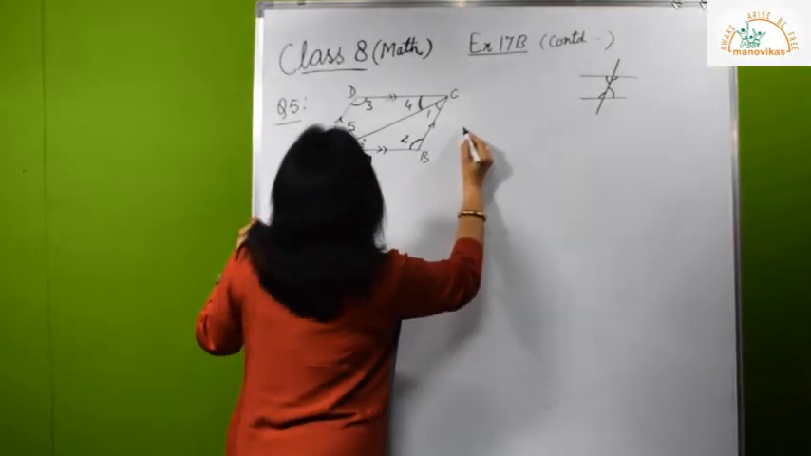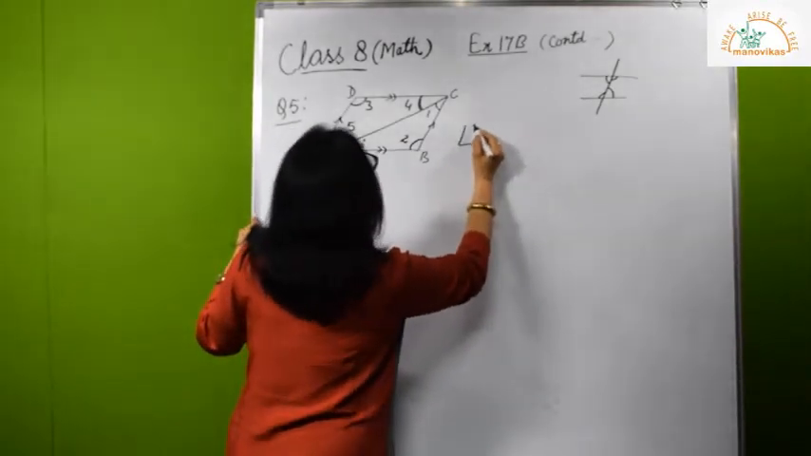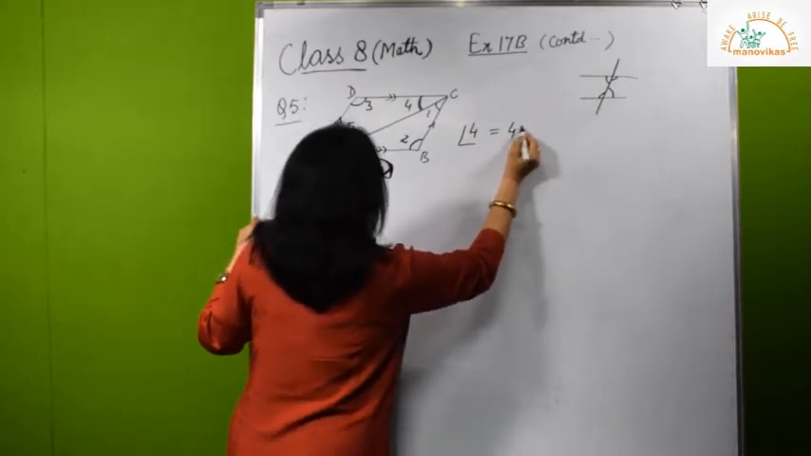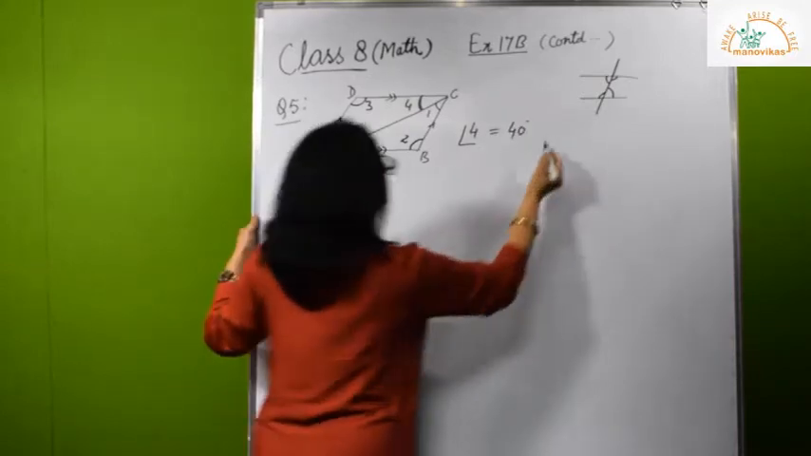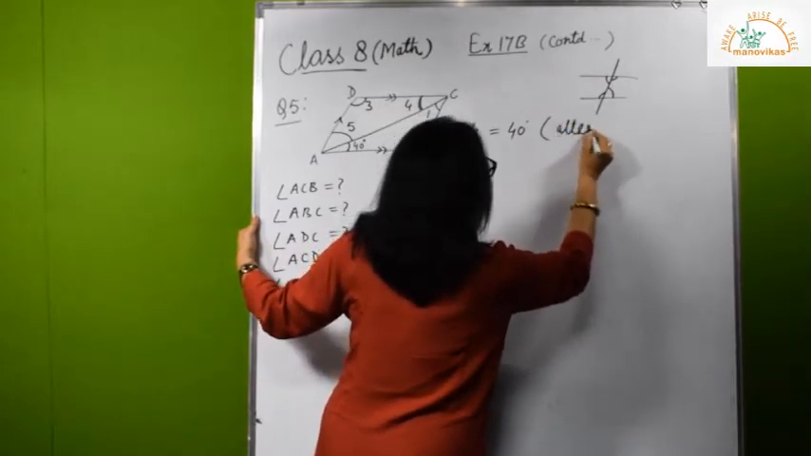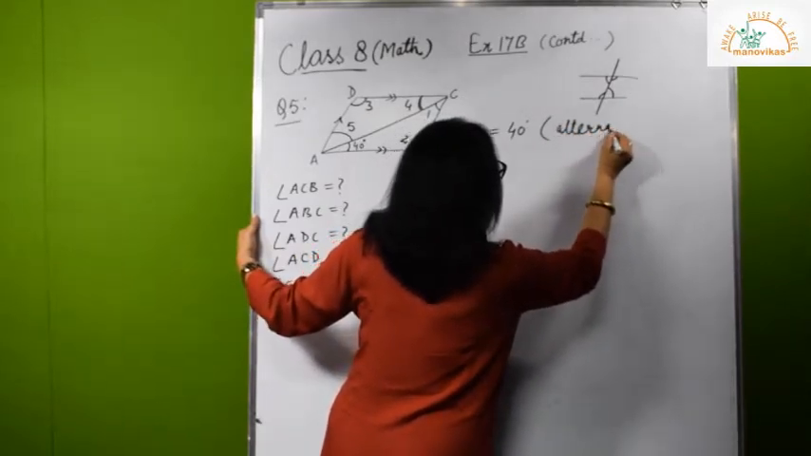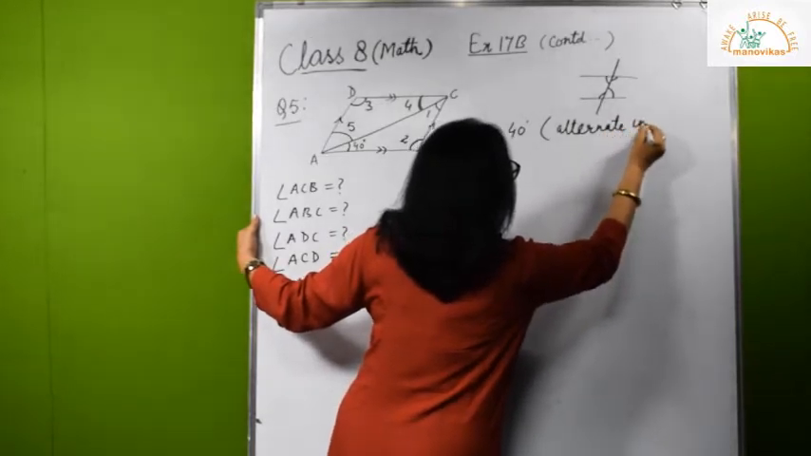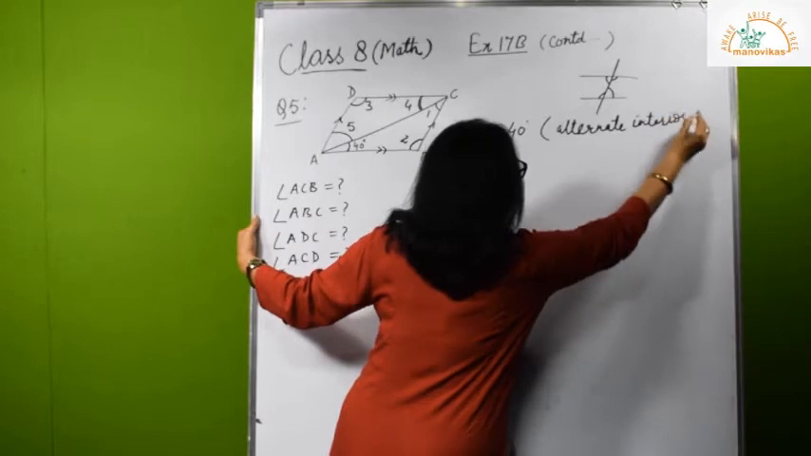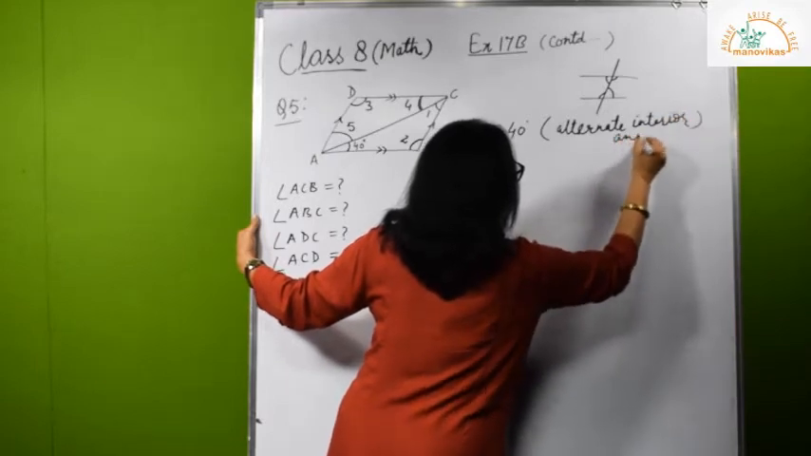So we are going to start with angle 4. Angle 4 is equal to 40 degrees. Mention the reason here: they are alternate interior angles. This is the reason.